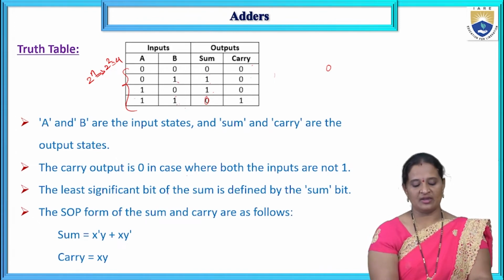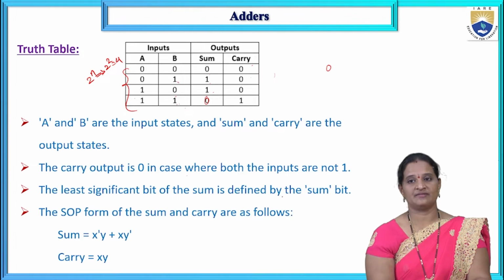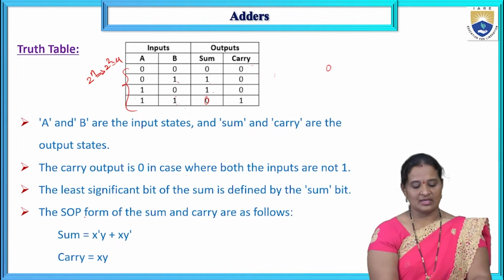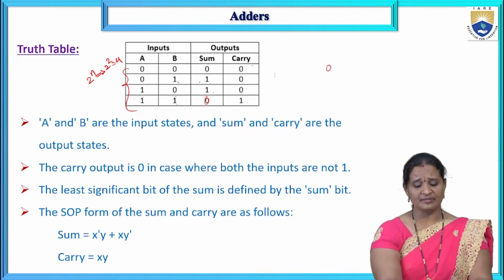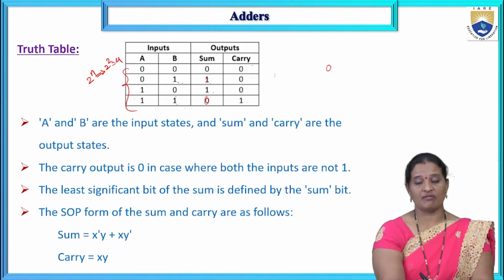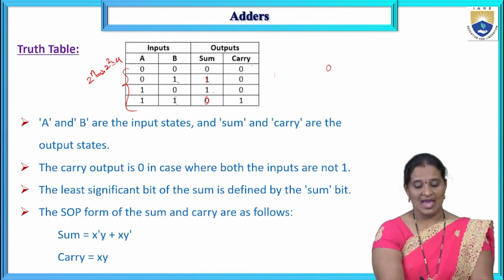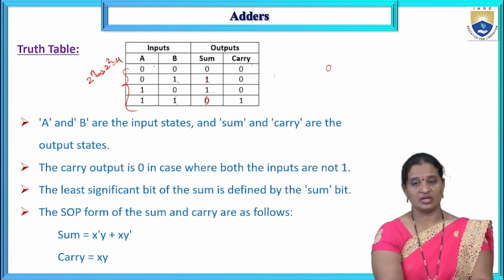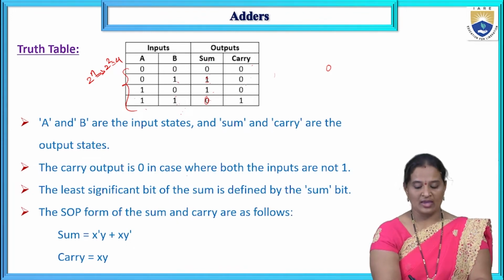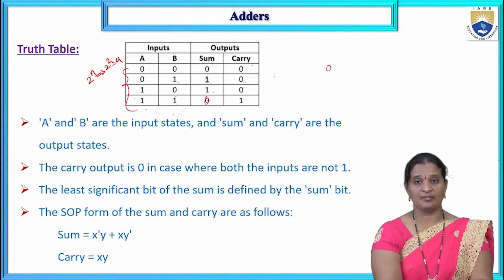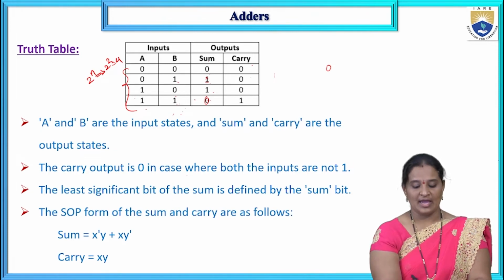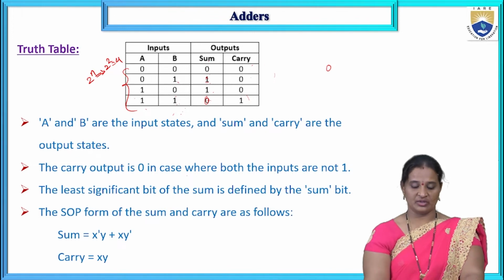The least significant bit of the sum is defined as the sum bit. The sum output is 1 if only one of the inputs is equal to 1, and it is 0 when both the inputs are the same. That is, when both the inputs are either 0 or 1, the sum output is 0. And the carry output is 1 only when both the inputs are equal to 1. In all the other cases the carry output is 0.